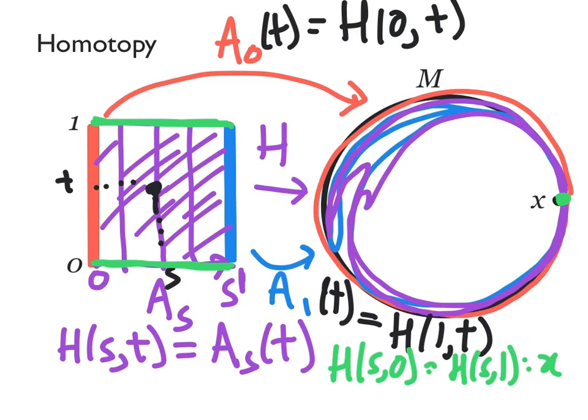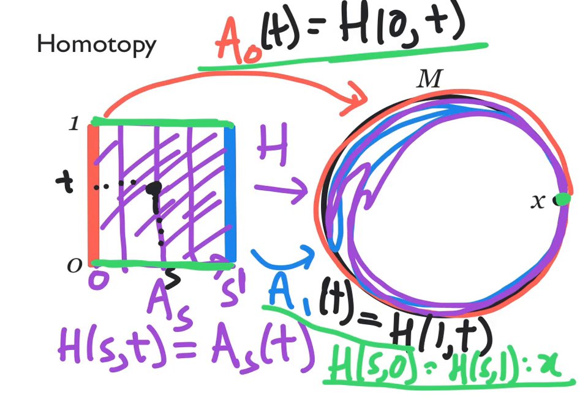Okay, so a homotopy between a0 and a1 is a map from the square, a continuous map from the square that satisfies these four boundary conditions that I've written here, here, and here. The key thing here is that H is a continuous map from the square. That means that it depends continuously on both S and T in some compatible way.